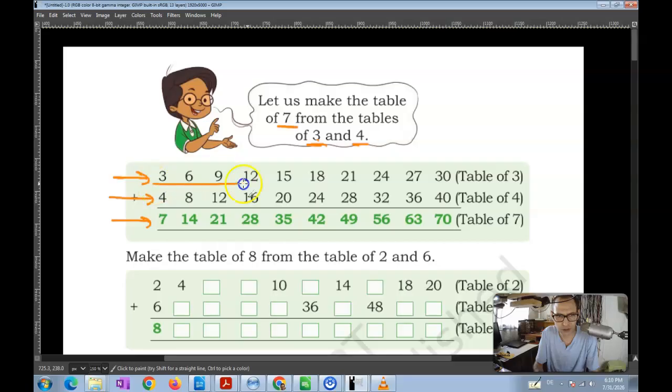This is essentially one set of sums for the table of 3. This is another set of sums for the table of 4. And then if you simply add these numbers together, you will get the sum for the multiplication of 7. So 3 plus 4 is equal to 7, 6 plus 8 is equal to 14, 9 plus 12 is equal to 21, 12 and 16 are 28, and so on and so forth. So now let's see why that's actually true.